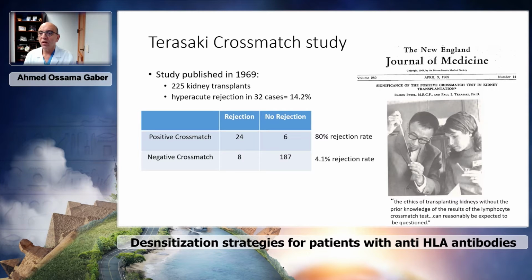And this really started the era of doing cross-matching prior to transplantation, so we can exclude the kidneys where the recipient has preformed anti-HLA antibodies to the donor HLA type, which results in rapid, either hyperacute or accelerated acute rejection.